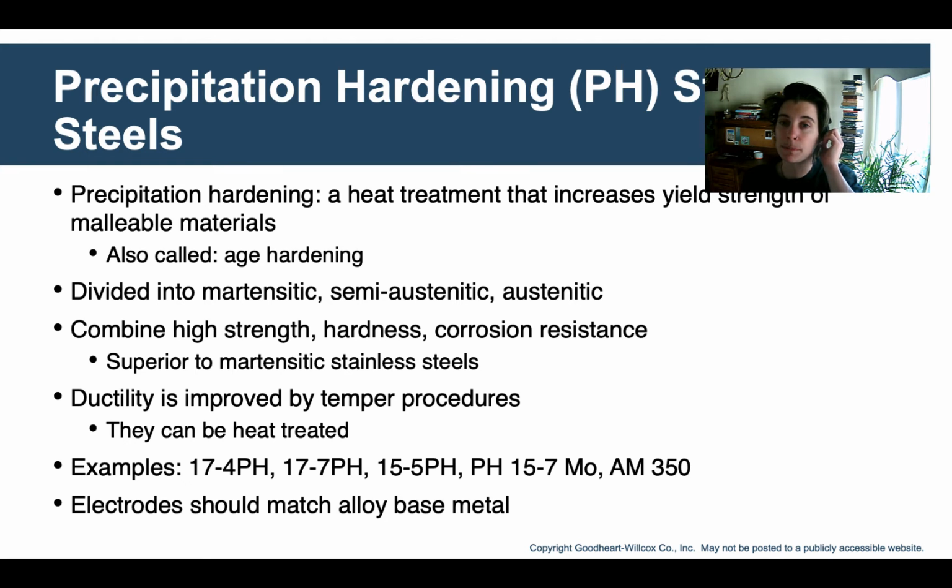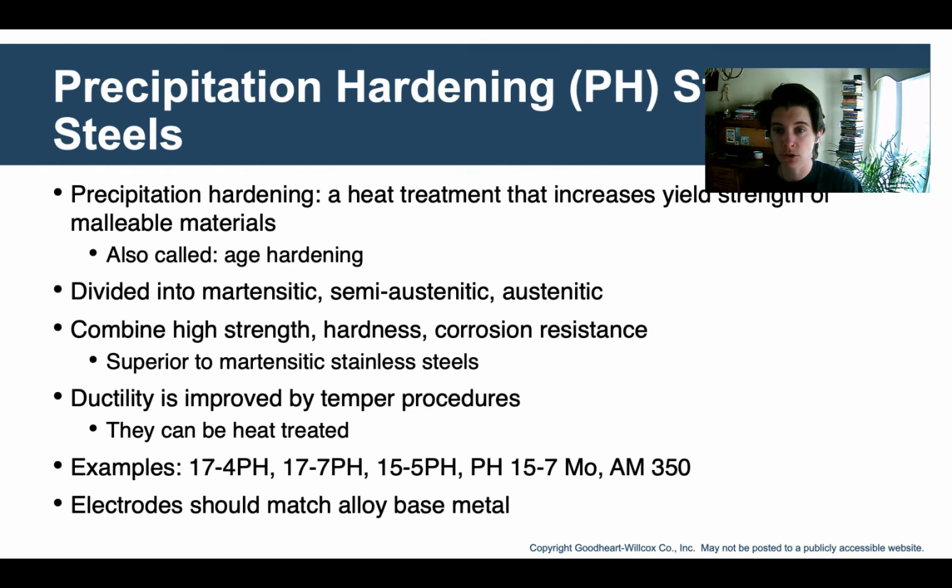Another one, precipitation hardening stainless steels. So precipitation hardening is a heat treatment that increases the yield strength of malleable materials. It's also called age hardening. It takes time. That's why it's called age hardening. And then, of course, this now is divided into martensitic, semi-austenitic, and austenitic precipitation hardening stainless steels. All of these different alloys are to get particular features that you're looking for.